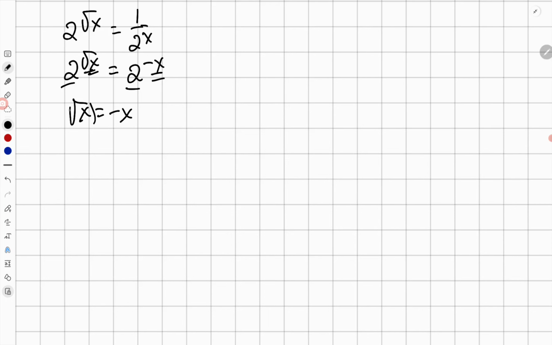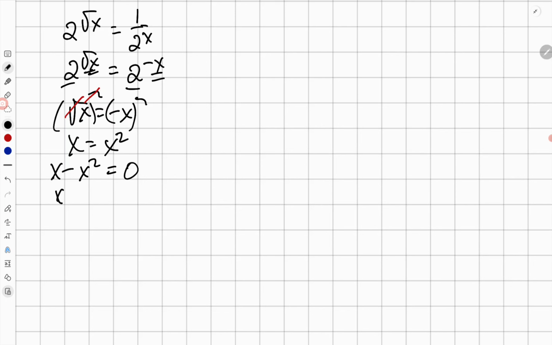You can square both sides. Why would we do that? Because then clearly this can be cancelled with this, so we end up with x being equal to, now on this side it's just x squared. So we're going to have x minus x squared equals 0.